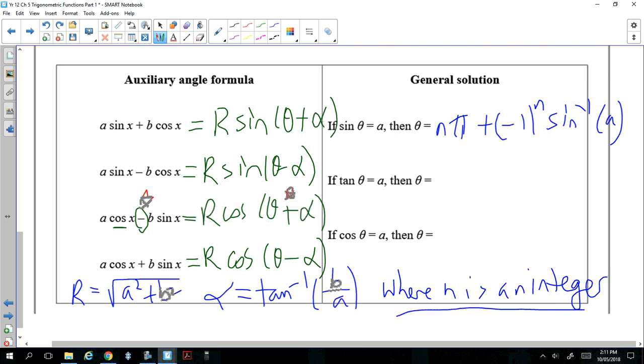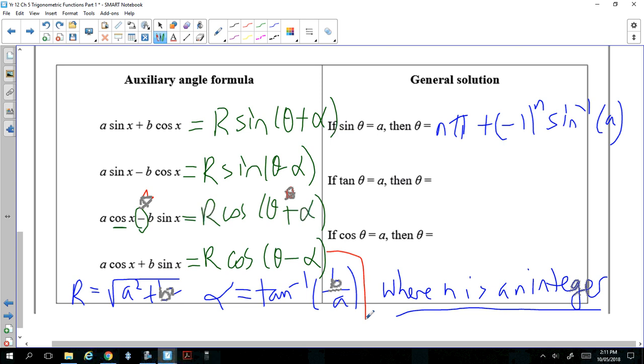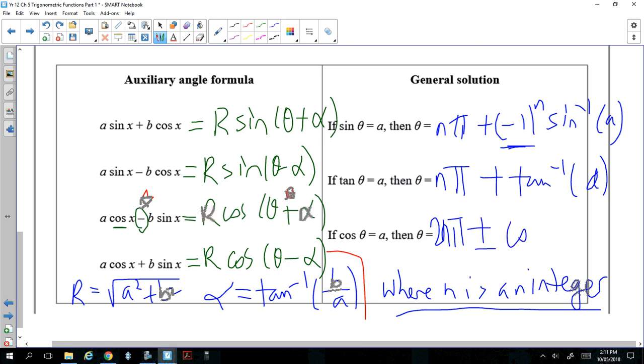Right, how about the next bit? Next bit, tan theta is very similar to sine, except it doesn't have this extra. You just go tan inverse of A. And the last bit is 2n pi, but you go plus or minus cos inverse of A. Let's write that again, 2n pi. Okay, these are all the extension formula you need to know for trigonometry.